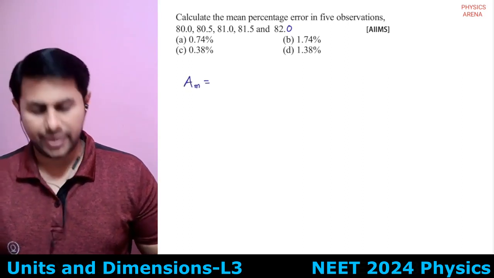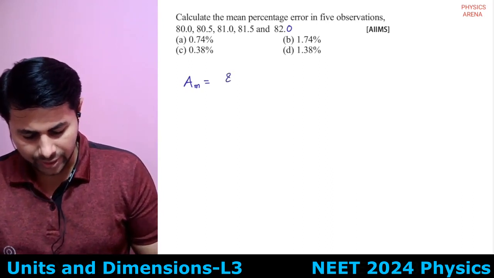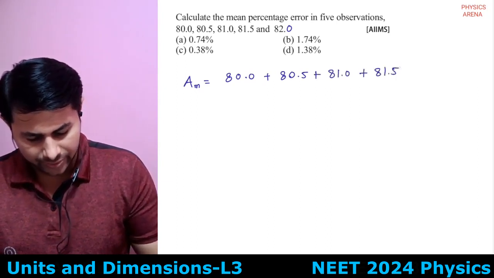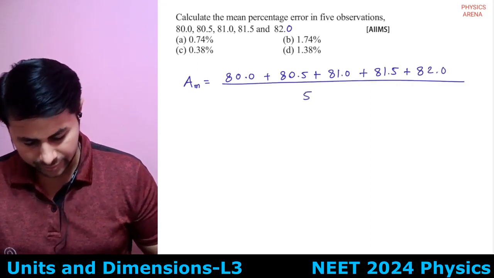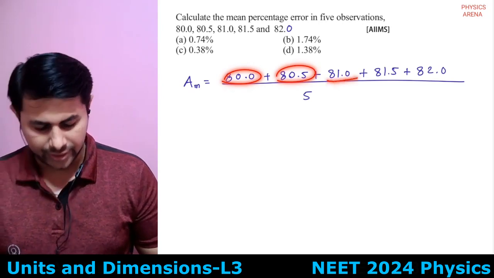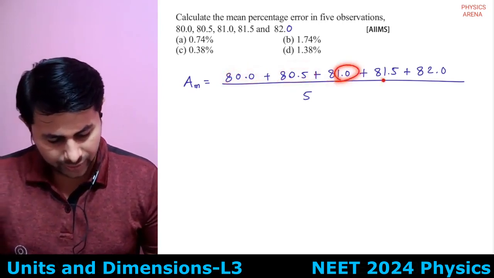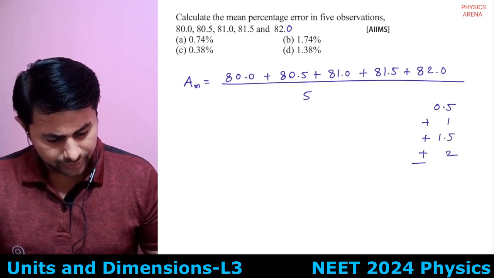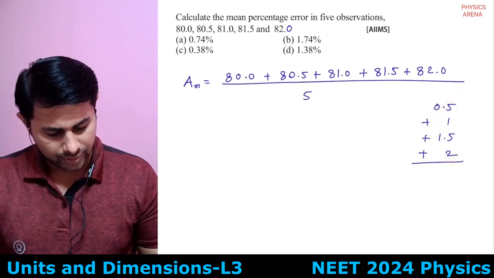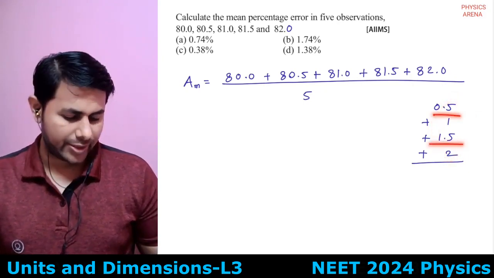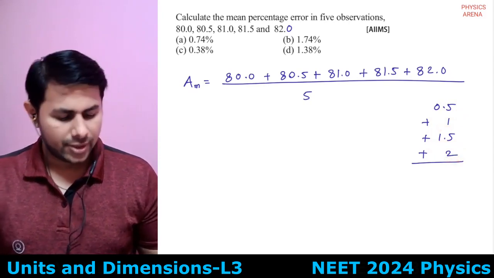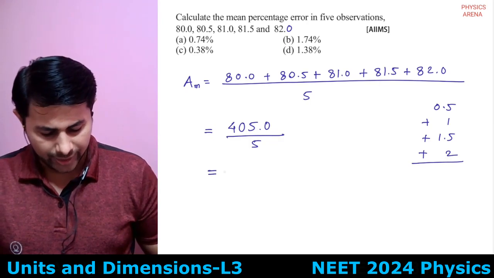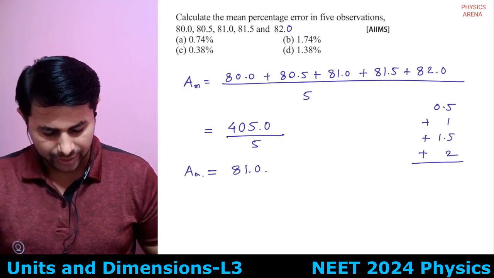Let's say A1, A2, A3, A4, A5. So A mean is equal to 80.0 plus 80.5 plus 81.0 plus 81.5 plus 82.0 divided by 5. So we have 80, and then 0.5 plus 1 plus 1.5 plus 2. 1.5 plus 0.5 is 2, 2 plus 1 is 3, 3 plus 2 is 5. So 405.0 divided by 5 will be 81.0. So this is my mean.